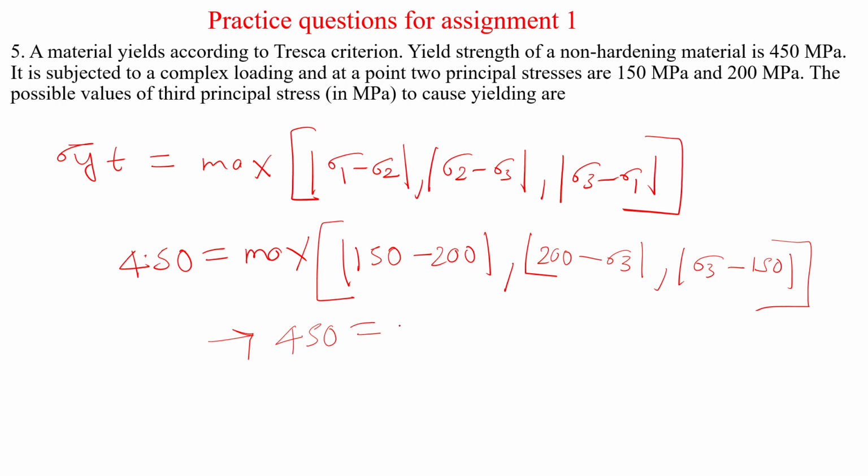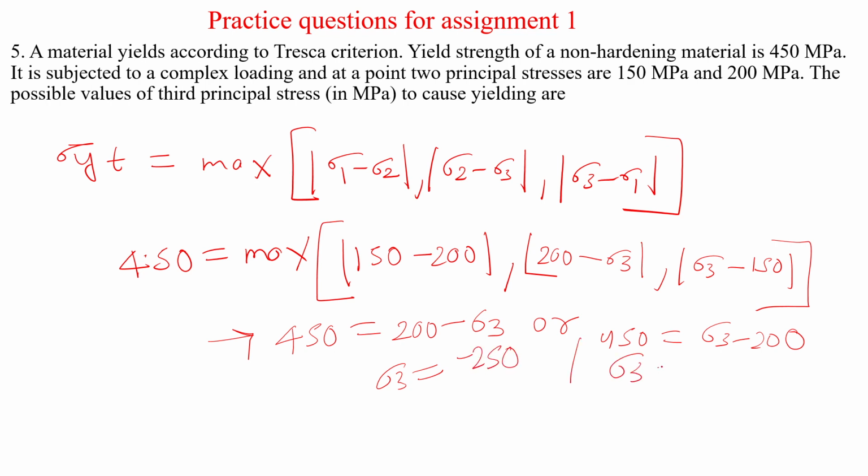So if we equate, 450 equals 200 minus sigma 3, or we can do 450 equal to sigma 3 minus 200, right? You are saying this. So from here the sigma 3 value would be minus 250, and from here the sigma 3 value will be 650, right? You were saying these two values are coming. See, both values can come. It is not wrong.